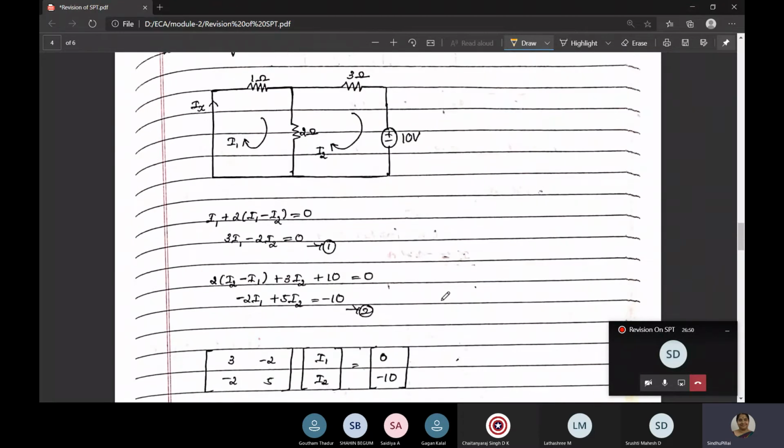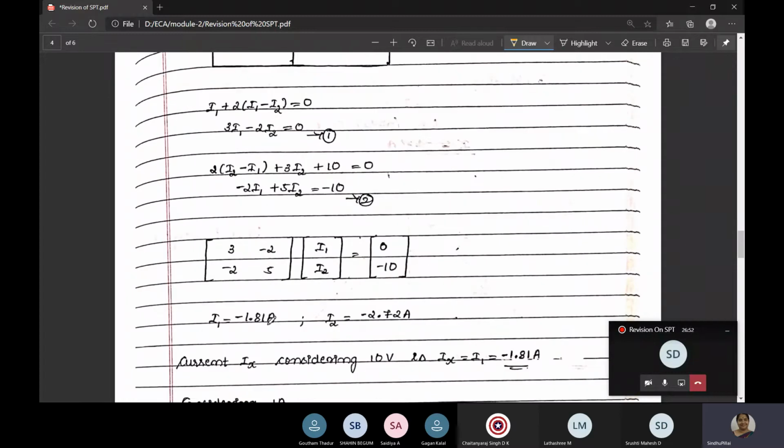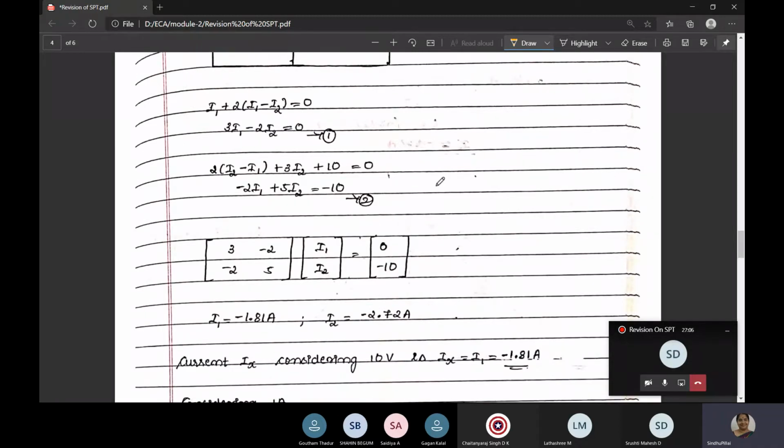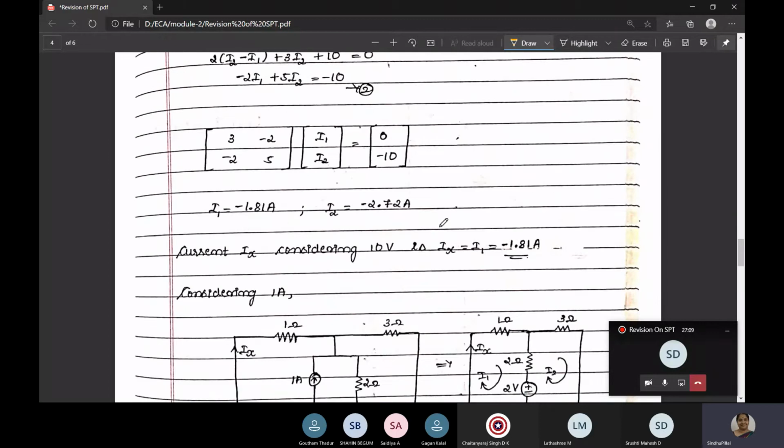I1 is nothing but Ix. So how much did you get for I1? It is minus 1.81. Just write minus 1.81. Again, I'm telling you, the negative indicates that the current direction which we have assumed is opposite. We assumed it as clockwise direction, but originally the current is in anti-clockwise or counterclockwise direction.